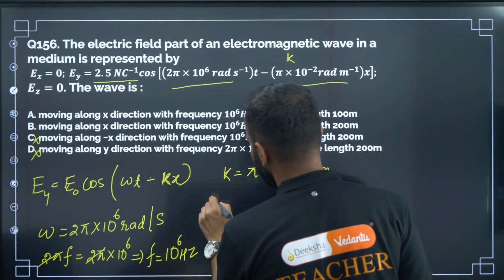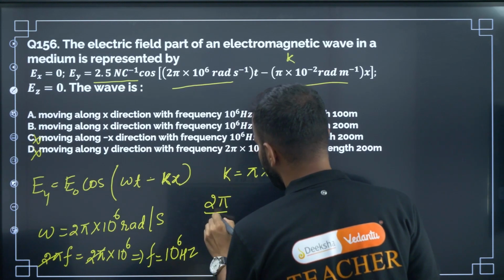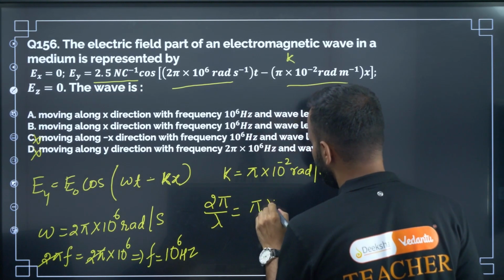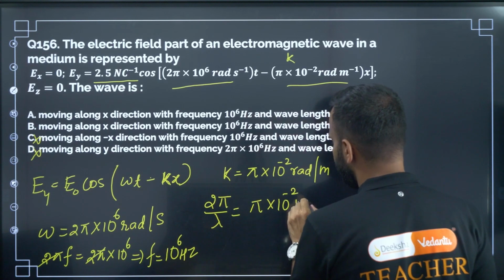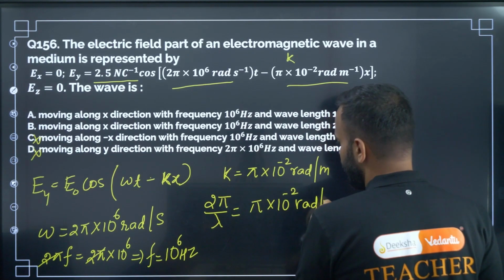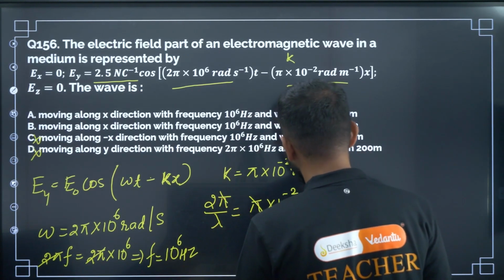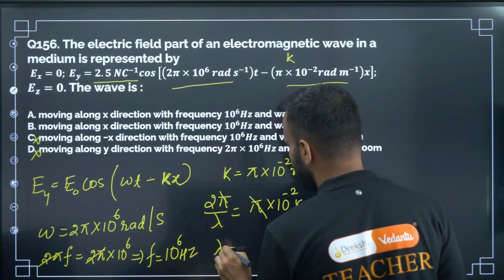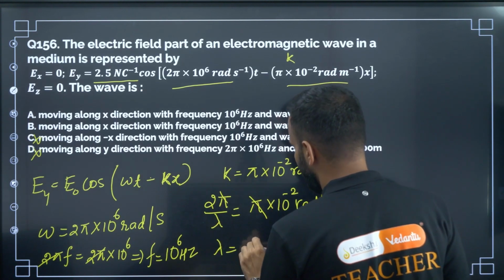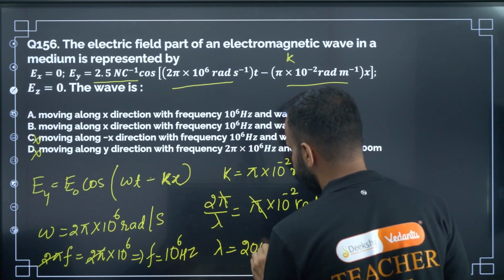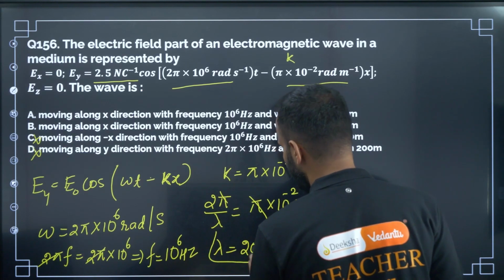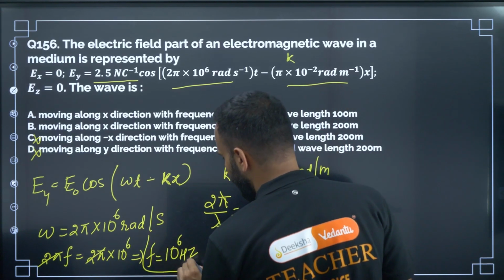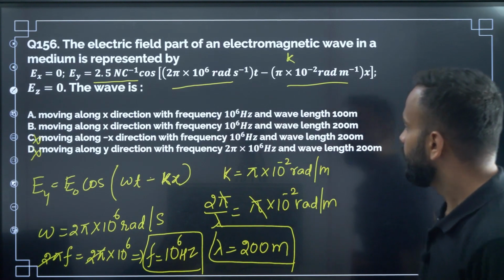K is 2 pi by lambda, so 2 pi divided by lambda is equal to pi into 10 to the power minus 2 radian per meter. Okay, so pi will get cancelled, so the value of lambda is equal to 200 meter. So now we got the value of f and lambda, right?